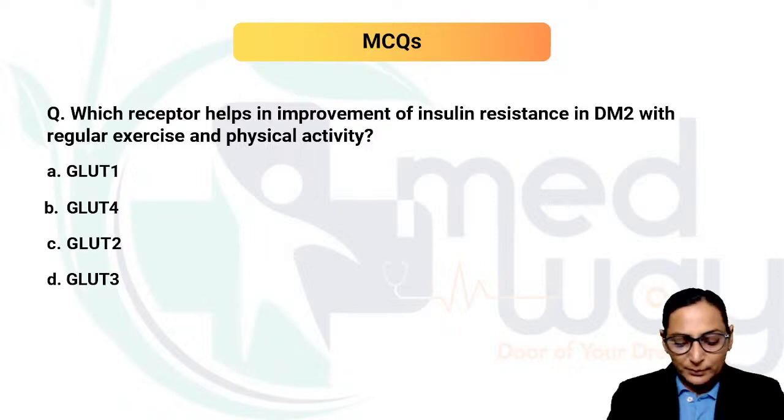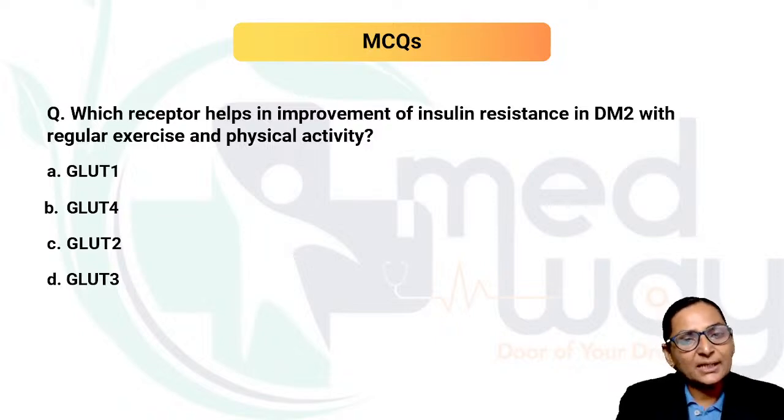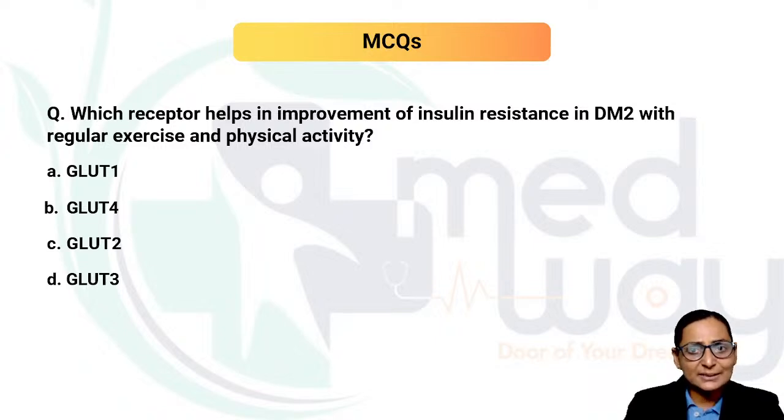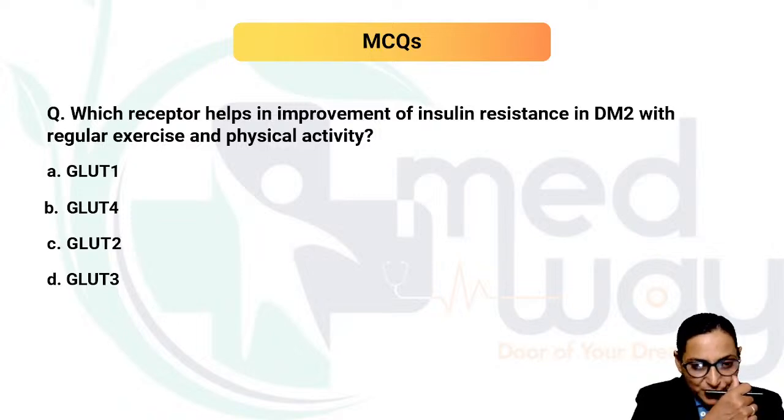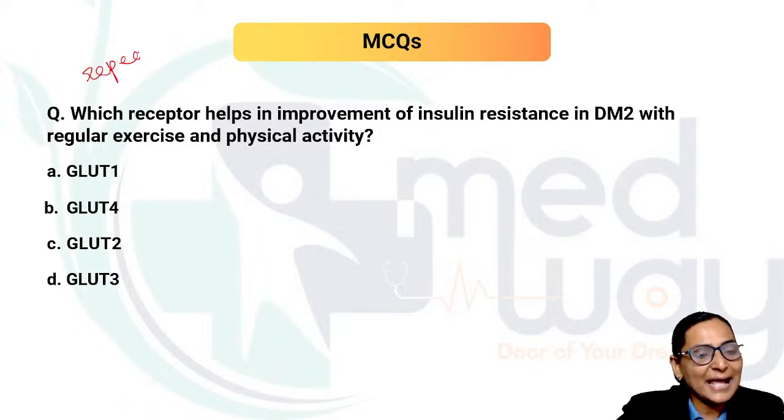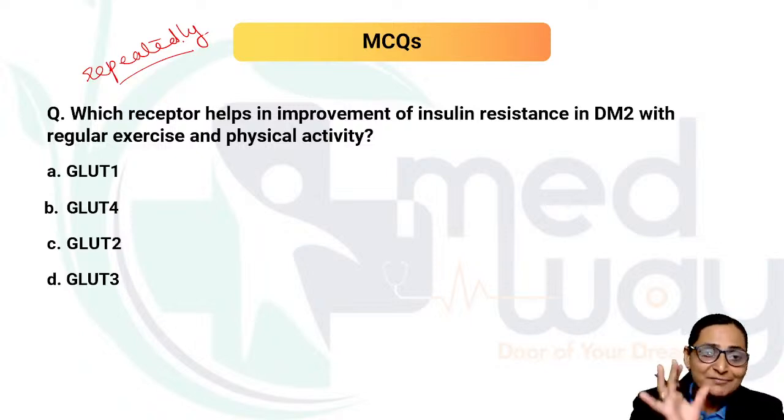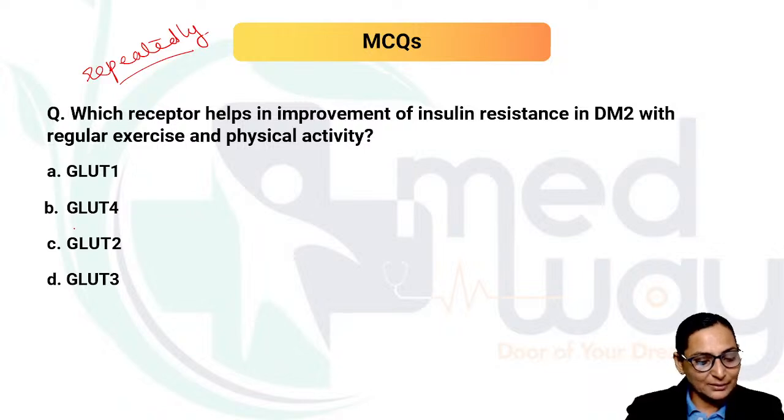Now, moving on next: which receptor helps in the improvement of insulin resistance in type 2 diabetes with regular exercise and physical activity? Options: GLUT 1, 2, 3, 4. One of the very favorite and repeatedly asked questions and almost every time taught in the theory, never missed out. Out of these given, the only GLUT which depends upon insulin, or is also called an insulin dependent GLUT, is GLUT 4.